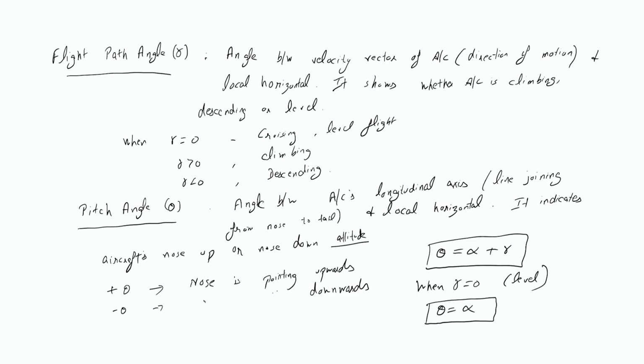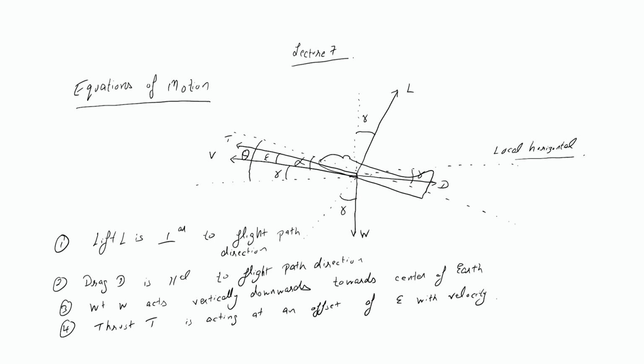Now these were the definitions of the flight path angle gamma and the aircraft pitch angle. Now coming to the equations of motion, we know that an aircraft generally moves in a curved path. Even though the aircraft looks like it is in straight and level flight with respect to the ground, it is still executing a curved flight path with a radius of curvature equal to the absolute altitude.